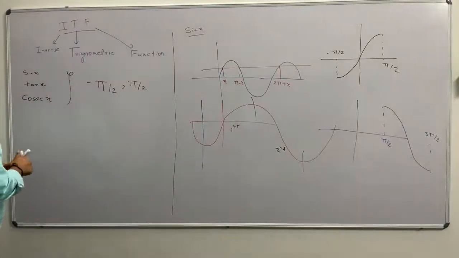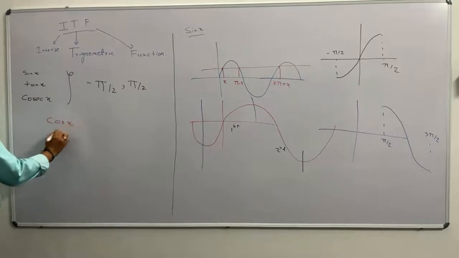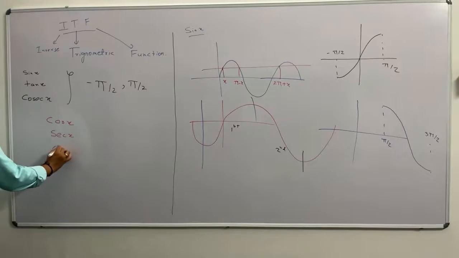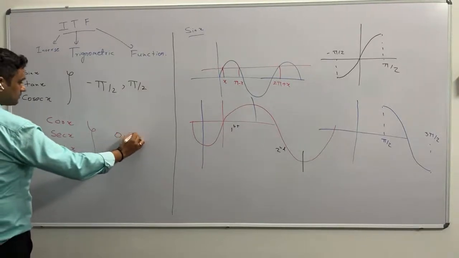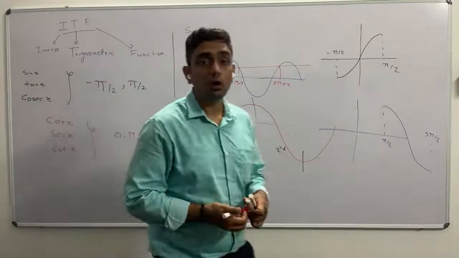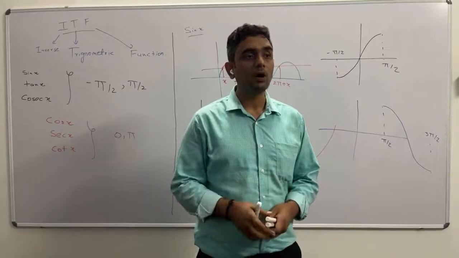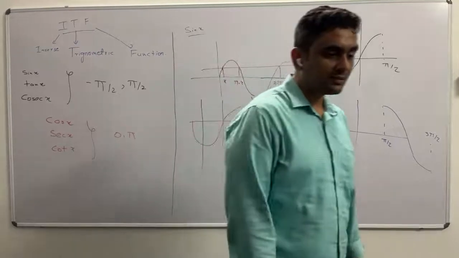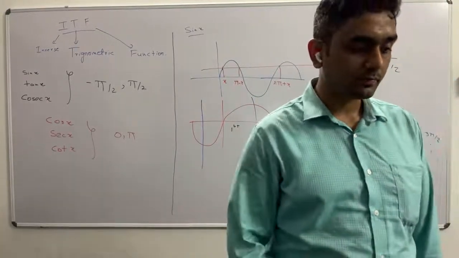As for the others, that is cos x, secant x, and cot x, for these three we will be cutting from 0 to pi. Because you will see that cos is not 1 to 1 between minus pi by 2 to pi by 2. Cos is many to 1. Cos will be 1 to 1 between 0 to pi. So these will be the intervals in which we will be cutting.